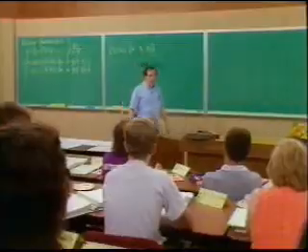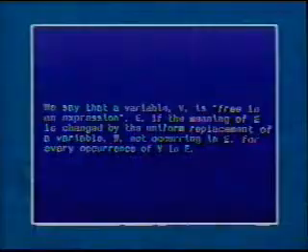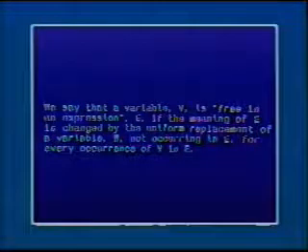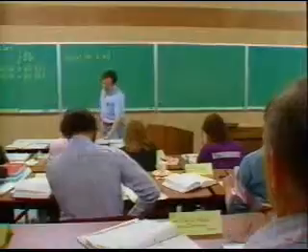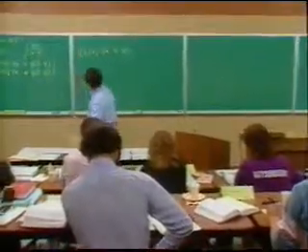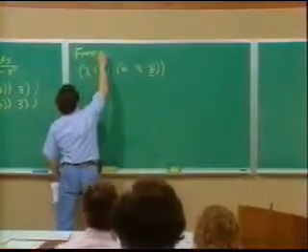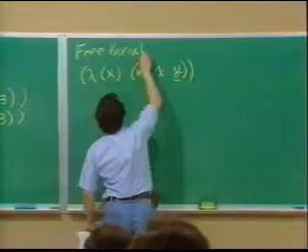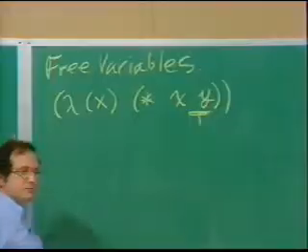Okay, and in fact, we have a name for such a variable. Here, we say that a variable v is free in an expression e if the meaning of the expression e is changed by the uniform replacement of a variable w not occurring in e for every occurrence of v in e. Okay, so that's why this variable over here, y, is a free variable in this expression.